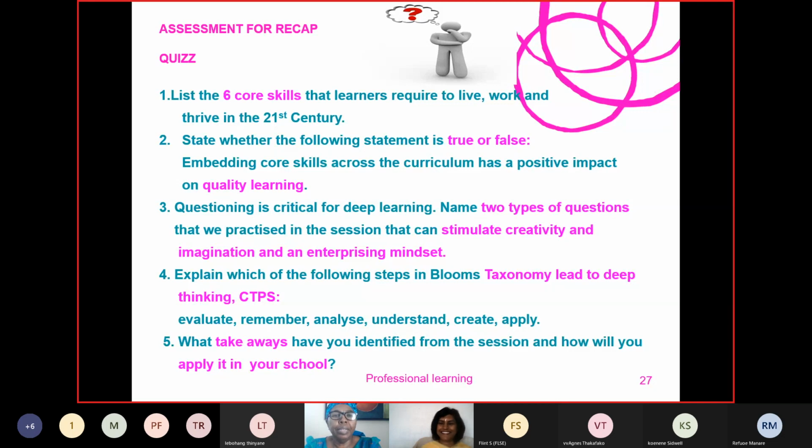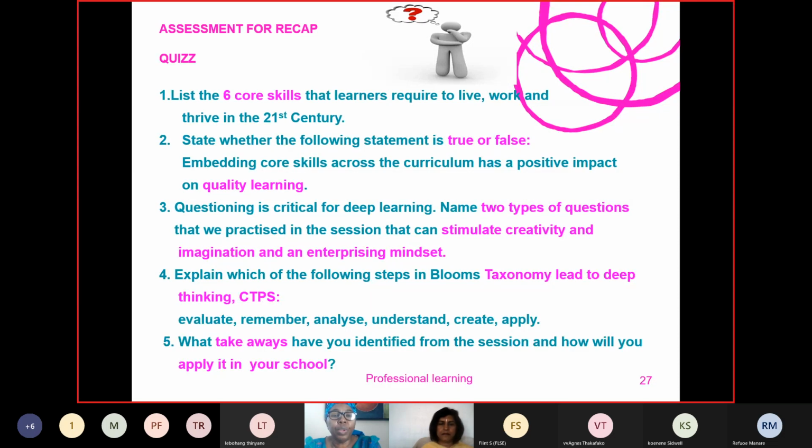Afternoon. The first question is, list the 6 core skills that learners require to live, work, and thrive in the 21st century. So you can see it's highlighted there, the 6 core skills for the 21st century. Second question, state whether the following is true or false. Embedding core skills across the curriculum has a positive impact on quality learning. Is that statement true or false?